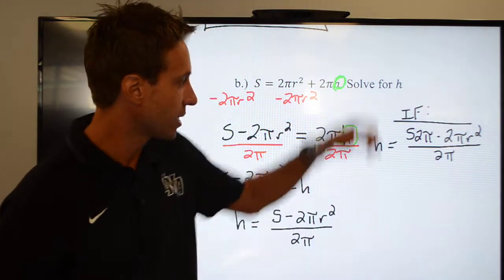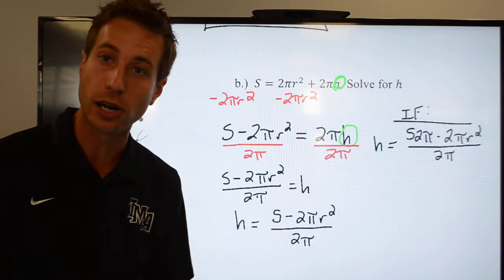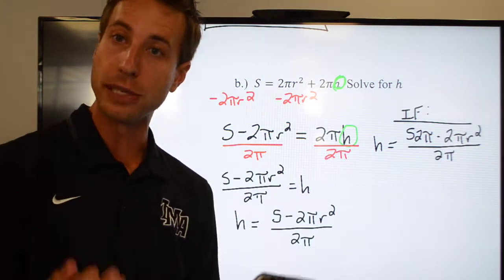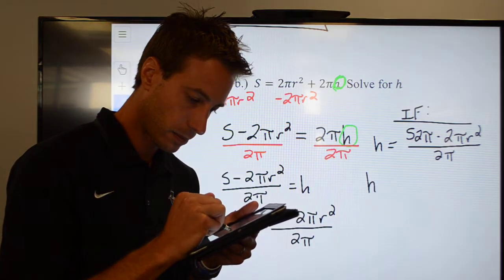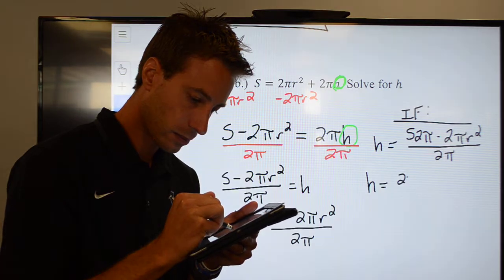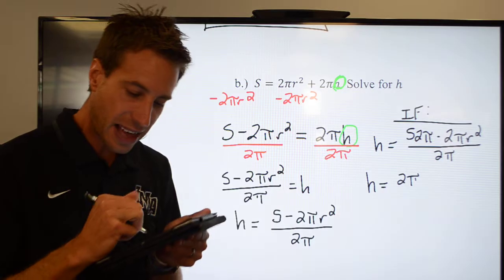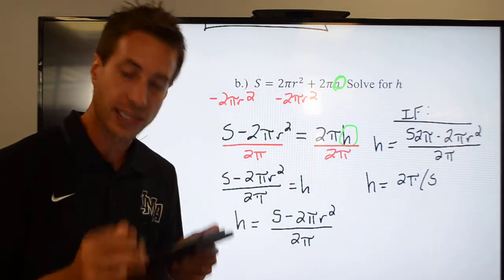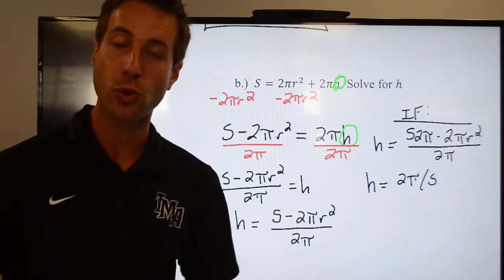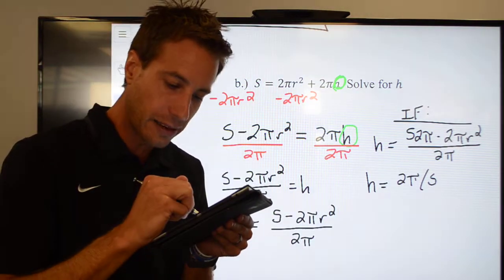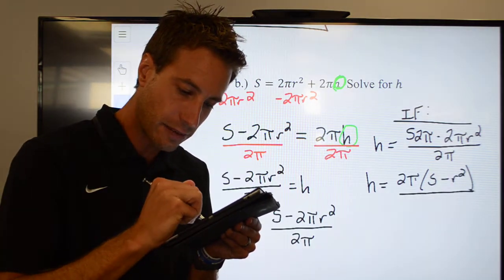But I do notice I have a 2 pi in the first term. I have a 2 pi in the second term. Since that factor is common to both terms, pull it out. I'll pull a 2 pi out of this s times 2 pi. That leaves me with just an s. I'll pull the 2 pi out of the minus 2 pi r squared, and I'm left with just a negative r squared. All of that is divided by 2 pi.